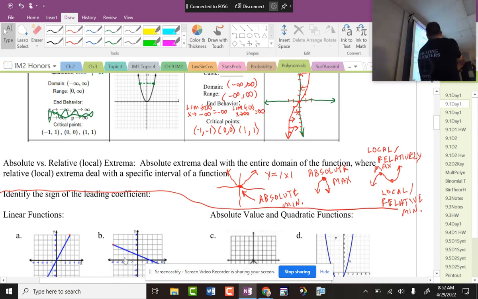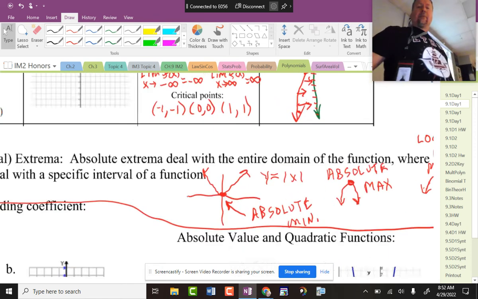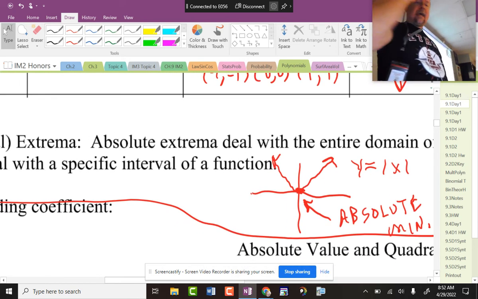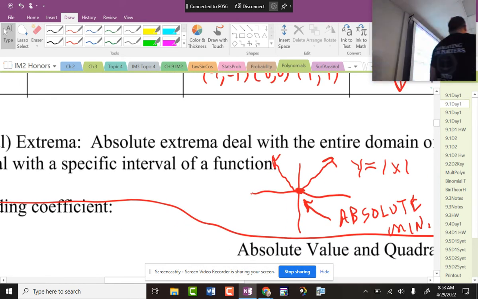All right, absolute compared to relative extrema. Absolute extrema deal with the entire domain of the function, where relative extrema deal with a specific interval of a function. Kind of true, but really we need to clean this up a little bit. Boom. We've actually had this before. You might want to make a little quick sketch of this right underneath this.